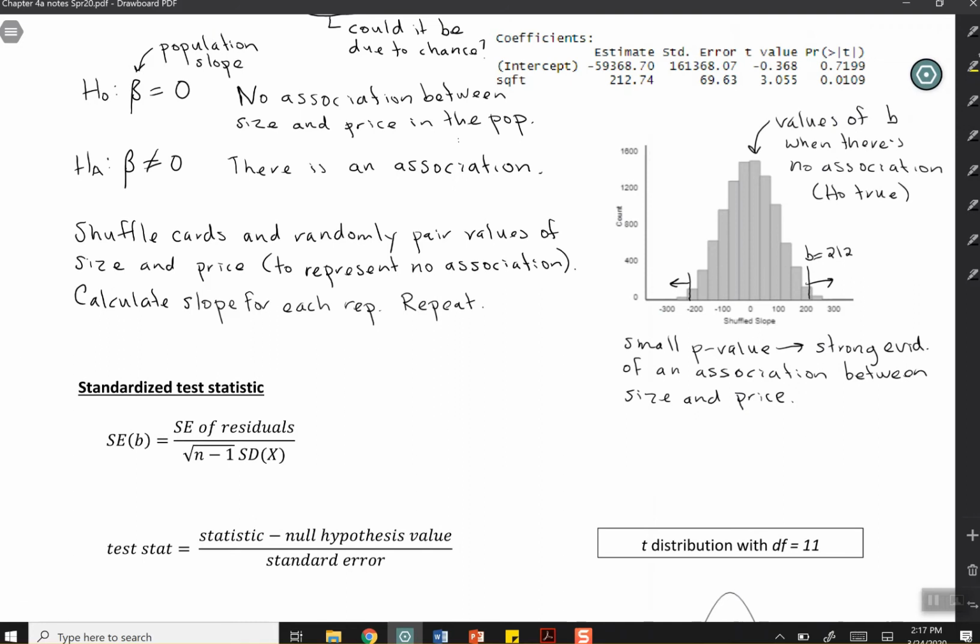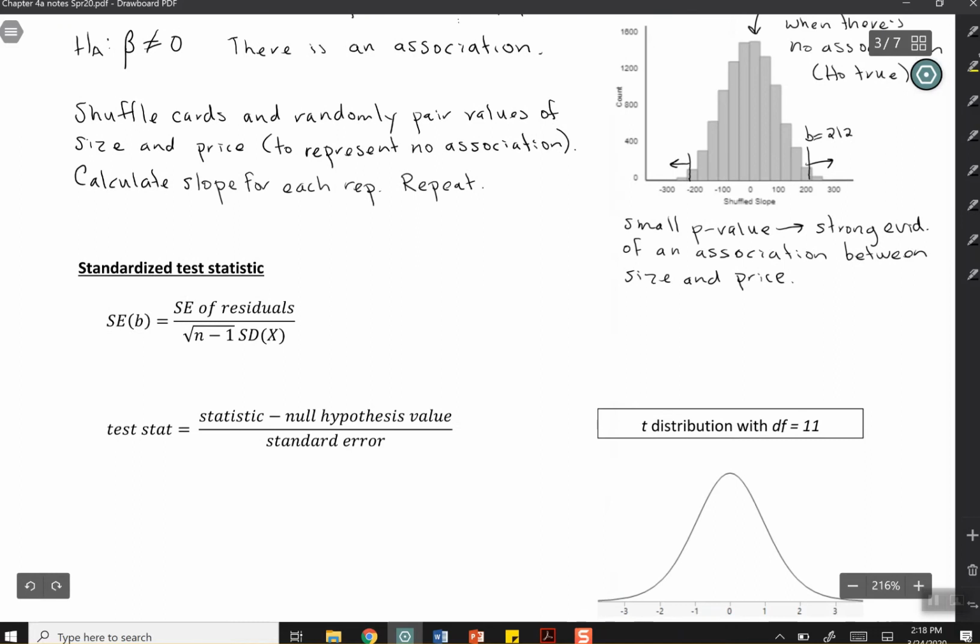These are the values of the slope that we'd expect to see if there were really no association between X and Y, so in this case, between size and price. But there's also a formula that can tell us how we expect those slopes to vary. You can see the standard error of the slope has to do with the standard error of the residuals. It also has to do with the sample size and the standard deviation of your X variable.